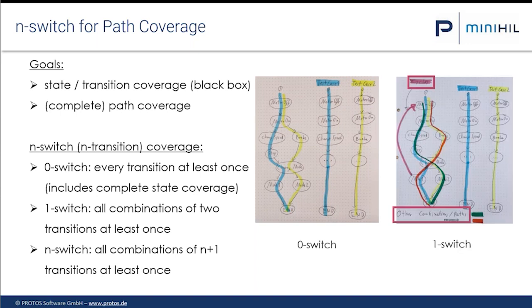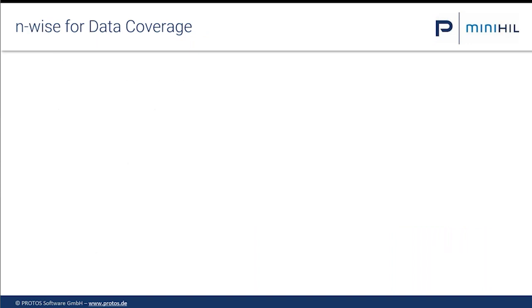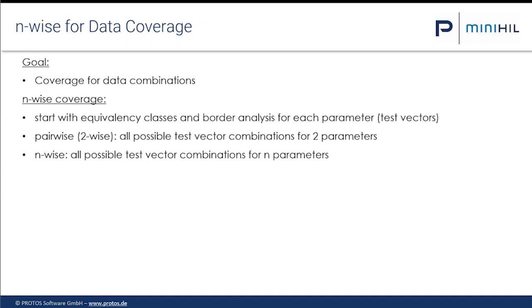With 0 switch, we would not get the green and the red path here. With 1 switch, you get the green and the red path. With 2 switch, you get more. So that's the idea of the path coverage in state transition testing. And we can also use the same method to cover n-wise for data coverage, so pairwise, n-wise. So the goal is to cover all the data combinations.